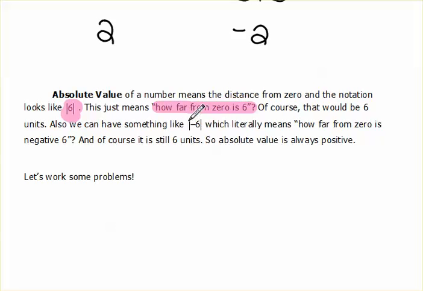Now, what if we had something like this? This again literally means how far from 0 is -6. And it's still 6 units away from 0. So your absolute value is always going to be a positive number, but that is because we're talking about distance from 0. So we're going to work some problems, and you're going to see some situations and different things that you can do with those.